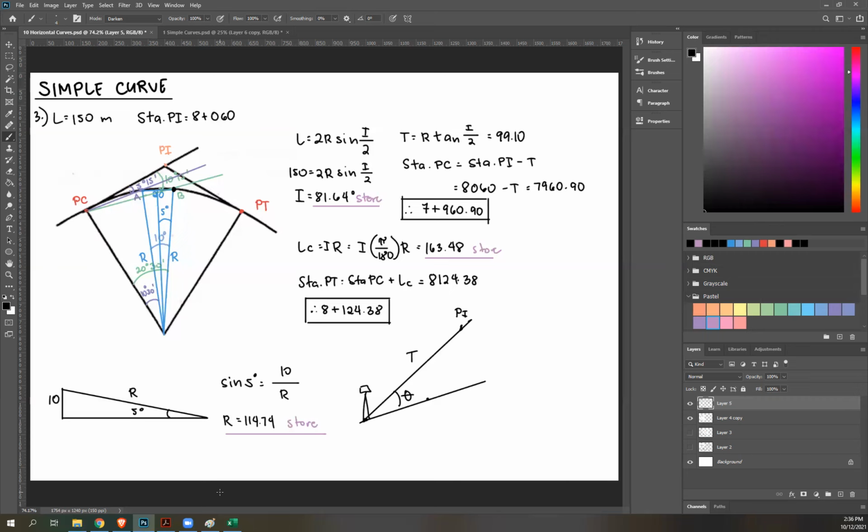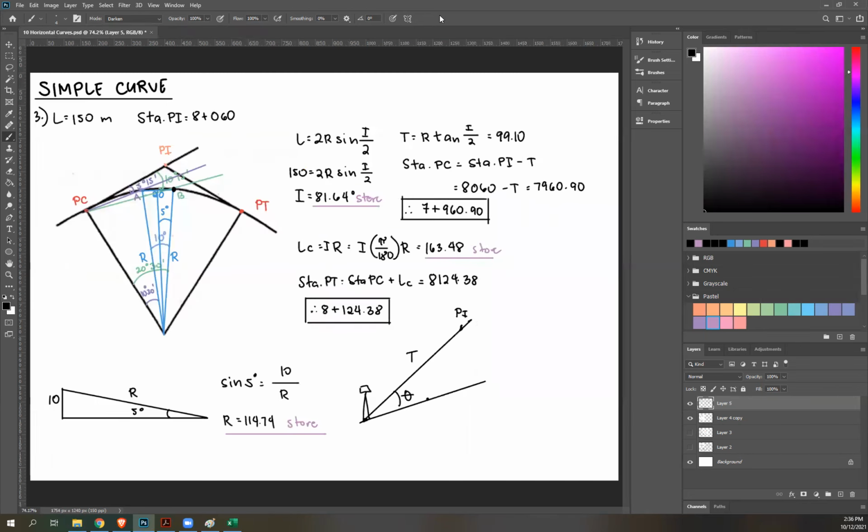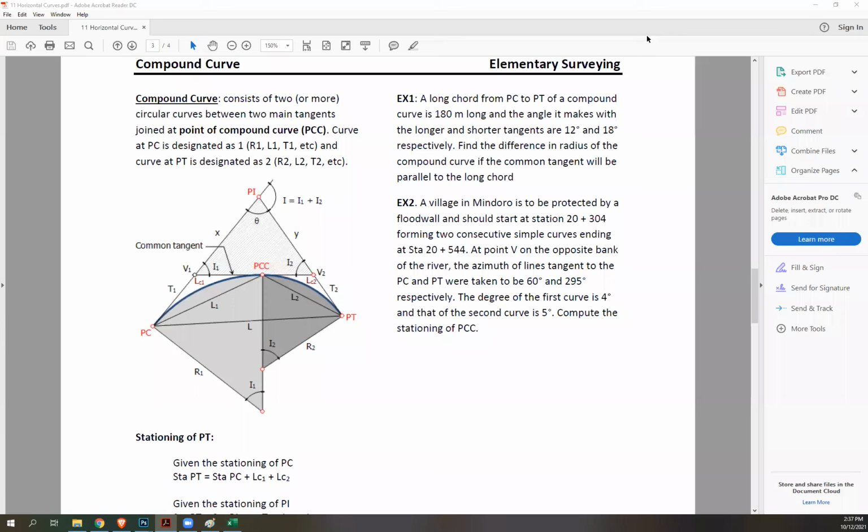So that's simple curve. Since you don't have any questions for simple curves, let's move on to compound curves. Okay. So give me a minute. Compound curves consist of two or more circular curves between two main tangents joined at point of compound curve or point of compound curvature, which is your PCC.